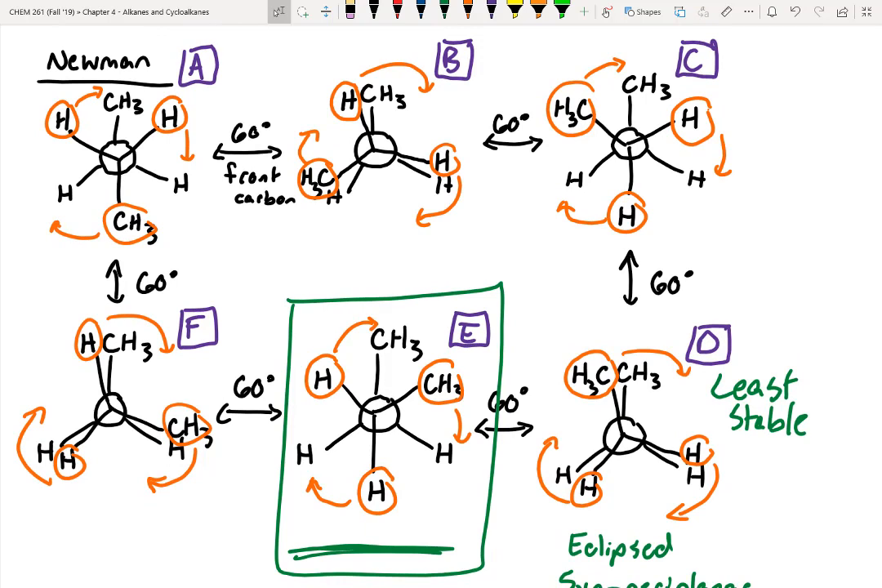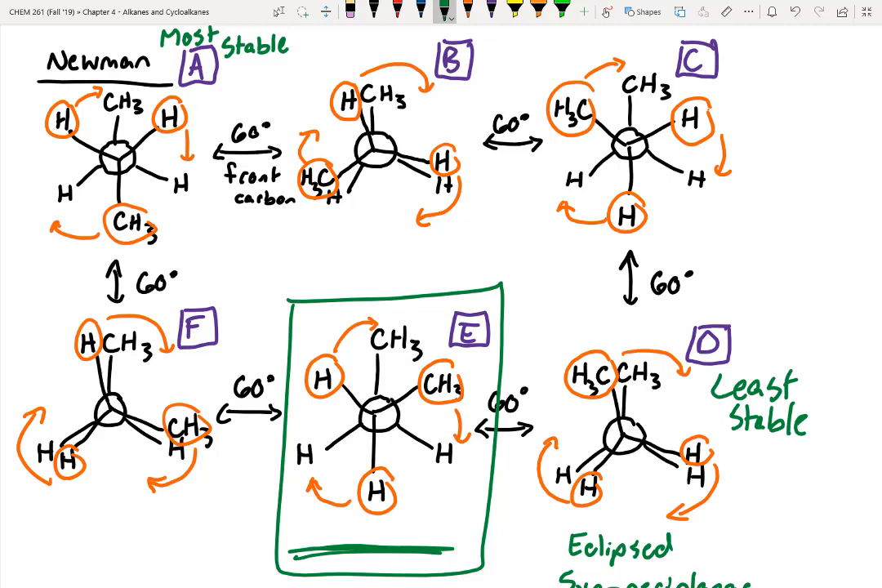Okay, so the methyl groups in A are on opposite sides. We know in space that that's going to be more favorable. They want to spread out and not get close to one another. All right, so immediately we can say A is most stable. All right, and that's because the methyl groups are kind of pointed out and away from one another.